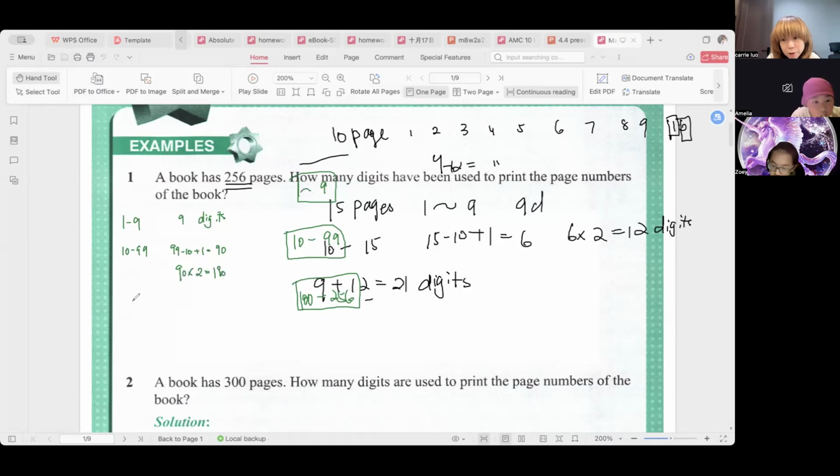Correct? Okay, so the third category is 100 to 256. So how many numbers? 157 numbers. So what do we do? We times 3 because every number has 3 digits. So 471. So all we're going to do is 9 plus 180 plus 471. So the answer is 660.